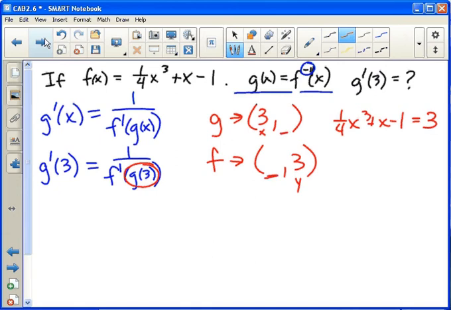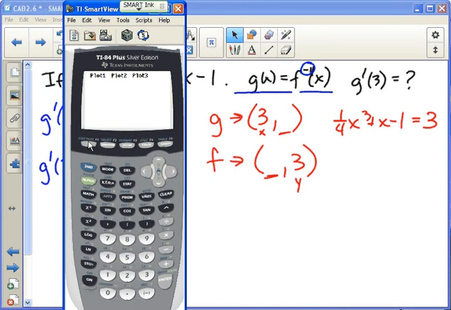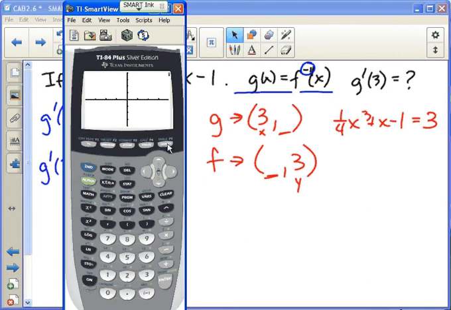The simplest way to do this is with your calculator. Go to y equals, plug in 1/4 x cubed plus x minus 1. There, that's better. 1/4 x cubed plus x minus 1. And we want to know where it equals 3. So I'm going to put 3 in y2, because I can find out where these things equal by finding out where the two graphs intersect. I may have to zoom back out. We'll see. Oh, no, it's showing it. Good. I'm zoomed in a little, but you can see where they meet.